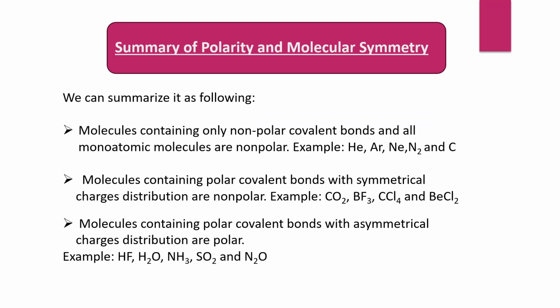Summary of polarity and molecular symmetry. We can summarize it as following. Molecules containing only nonpolar covalent bonds and all monoatomic molecules are nonpolar. Example: helium, argon, neon, nitrogen, and carbon. Molecules containing polar covalent bonds with symmetrical charge distribution are nonpolar. Example: carbon dioxide, BF3, CCl4, and BCl2. Molecules containing polar covalent bonds with asymmetrical charge distribution are polar. Example: hydrogen fluoride, H2O, ammonia, SO2, and N2O.